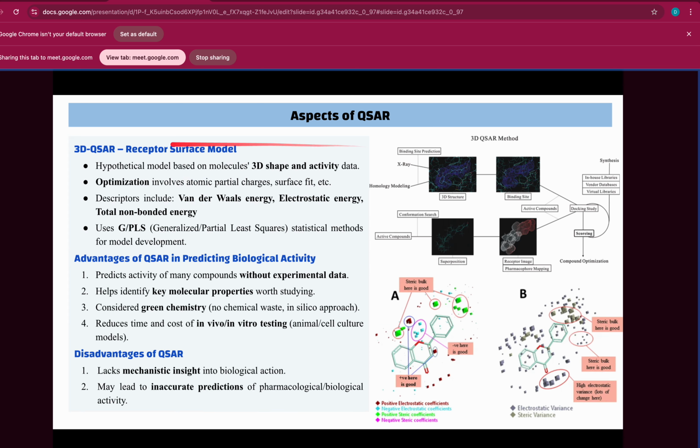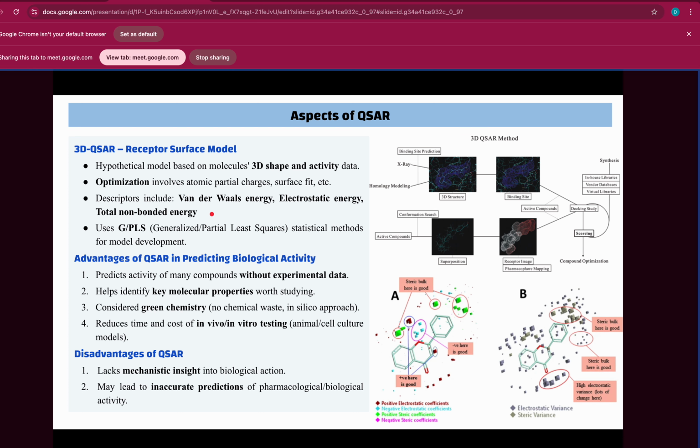Now another aspect is 3D QSAR, which is three-dimensional QSAR, and the model is the receptor surface model. The hypothetical model is based on the molecules' 3D shape and activity data. Then we perform optimization, which involves atomic partial charges, surface fit, etc. These are different changes brought about in the structure of the target protein to optimize it. Different descriptors used involve van der Waals energy, electrostatic energy, and total non-bonded energy. So these are different energy calculations.